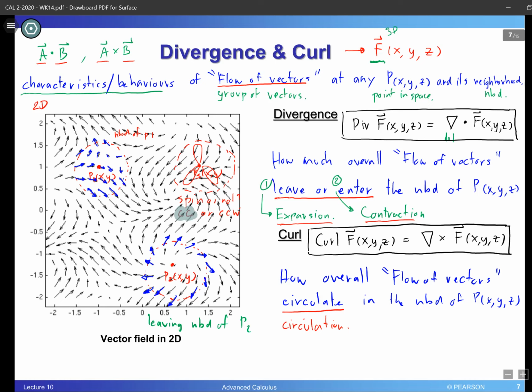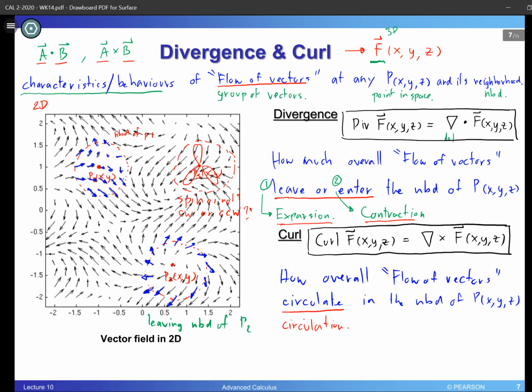Alright, so this one is supposed to be CW, clockwise or counterclockwise. So curl can tell you about that. Divergence is all about expansion or contraction. Curl is about circulation at any given point and the neighborhood of that point. Okay, so that is the main idea. Now let's move to the details of each one of them.